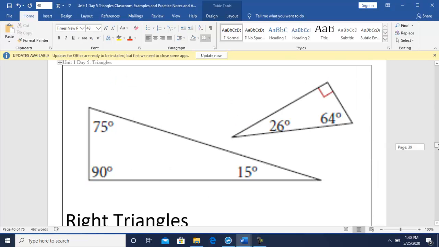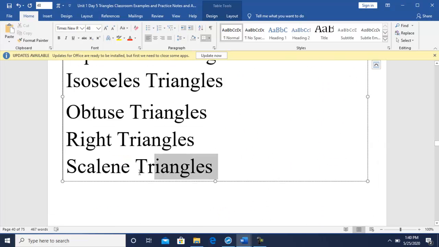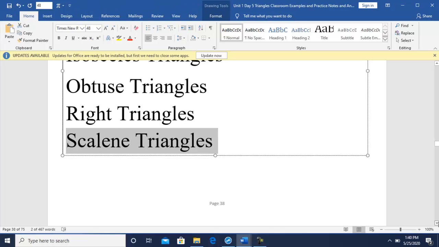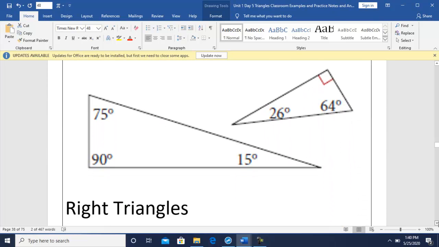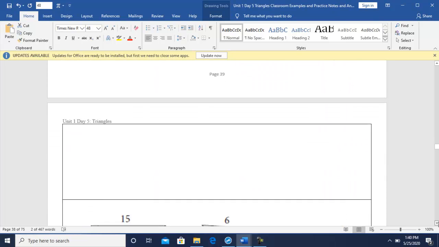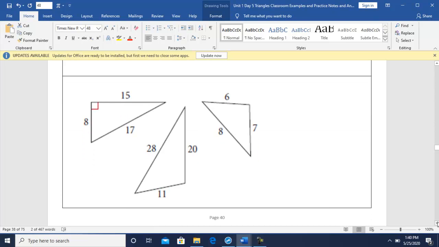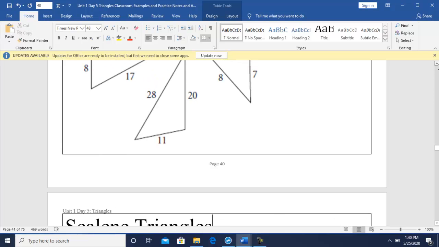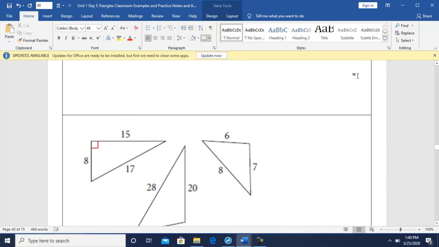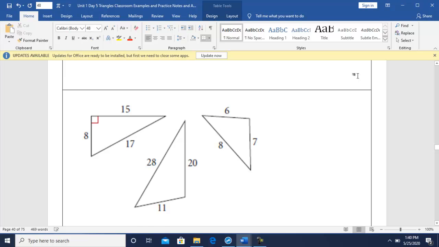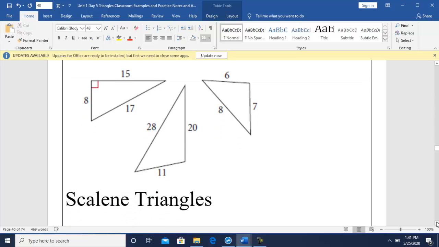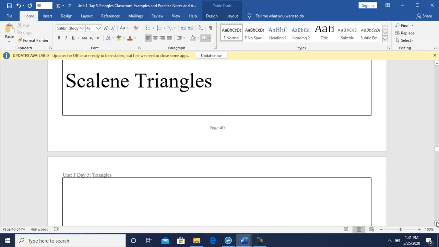So if we look at our list, the one we would choose is scalene. Now remember, scalene is going to mean that all three sides are different. So what I would write here is just scalene triangles for this one. Okay, so the second one is scalene triangles. Okay, and the next one.